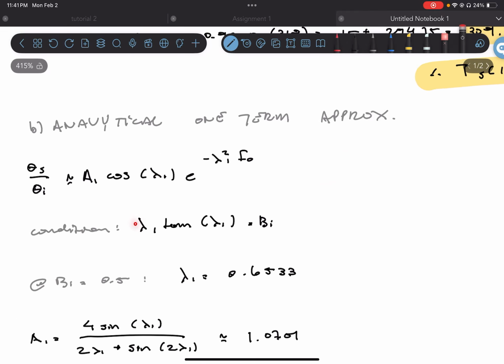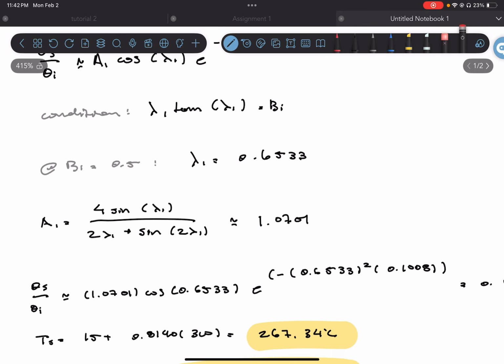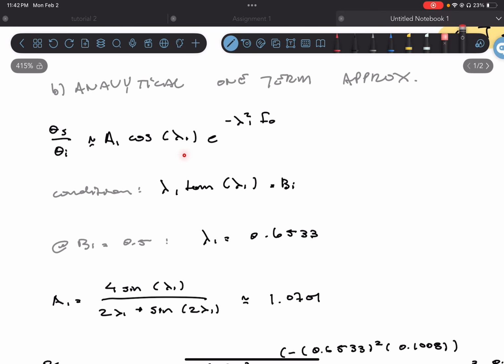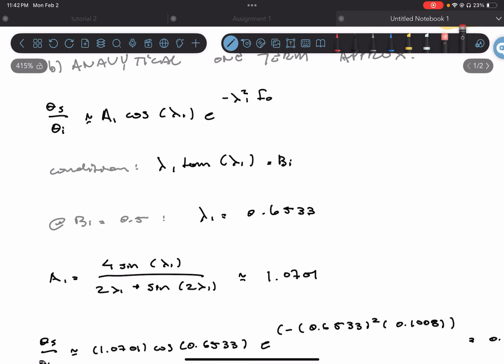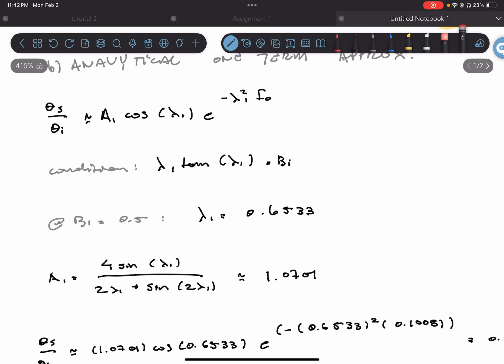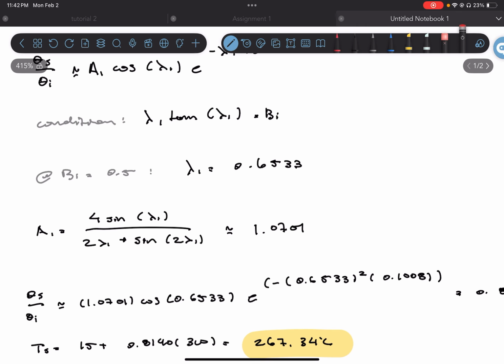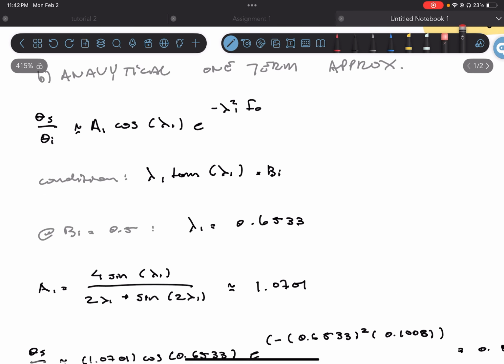Part B is the analytical one-term approximation given by this formula here. The condition is that lambda 1 tan lambda 1 equals Bi. So if Bi equals 0.5, we can compute that lambda 1 should be 0.65. Using this formula here to right here, we're isolating for A1, which is 1.0701.